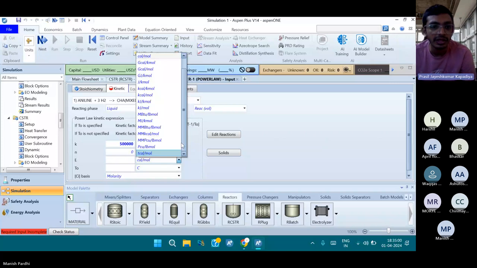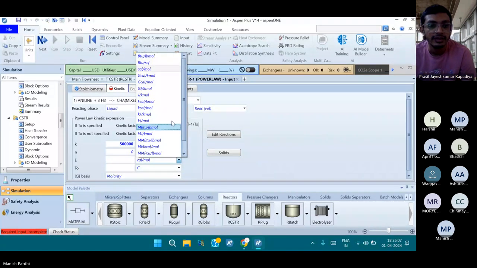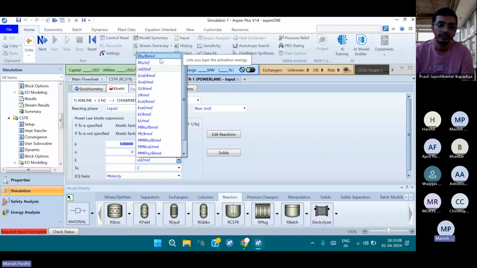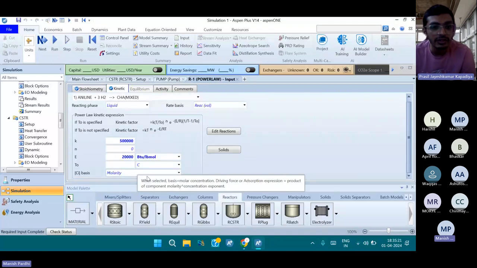So let's change the unit first. BTU per pound mole, sorry. Yes, BTU per pound moles, it is 20,000. T0 is also not specified, so we'll not touch that input. And the CI basis is told as molarity. So I guess we are done with our input.